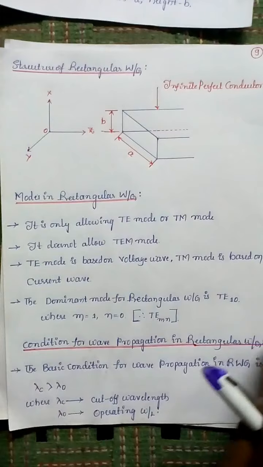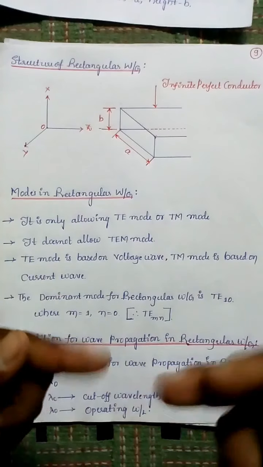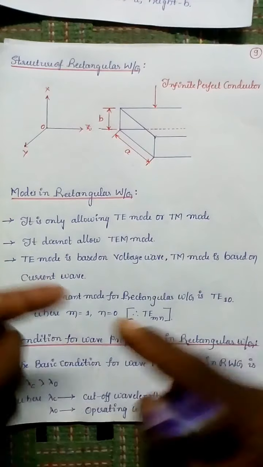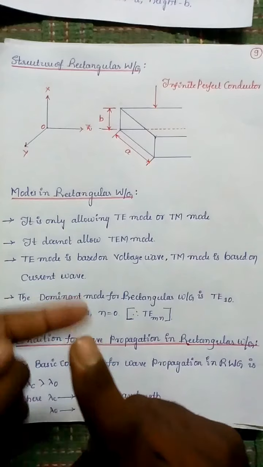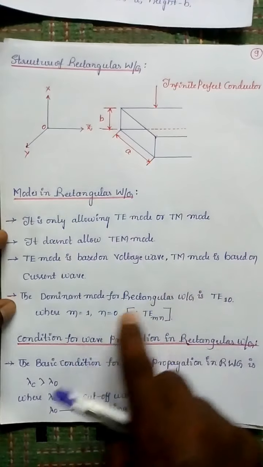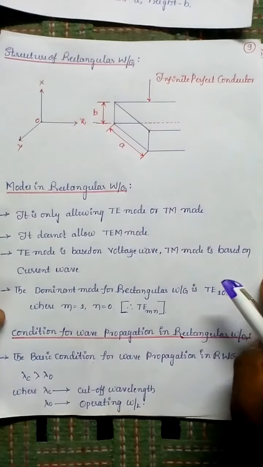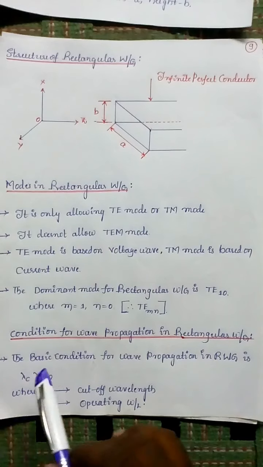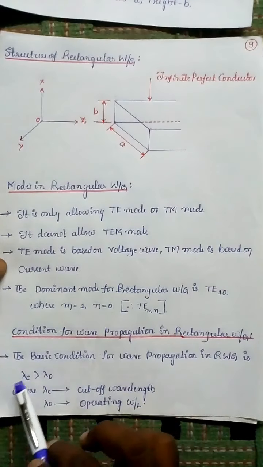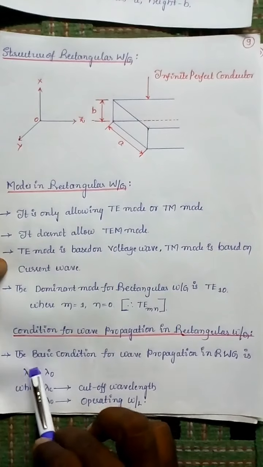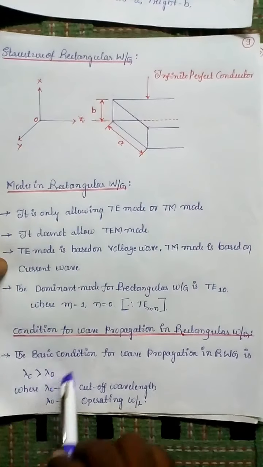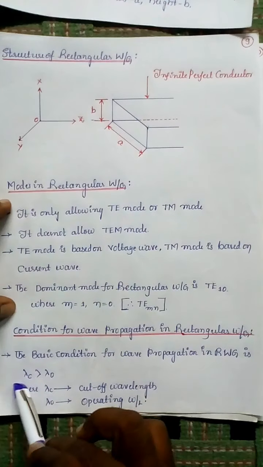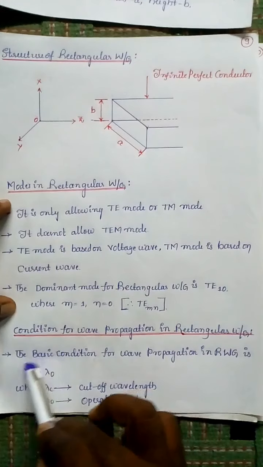Next, what is the next outline? What are the conditions for propagation in a rectangular waveguide? The basic condition for wave propagation in a rectangular waveguide is lambda c is greater than lambda naught, where lambda c is the cutoff wavelength and lambda naught is the operating wavelength. The cutoff wavelength is always greater than the operating wavelength. This is the first condition.